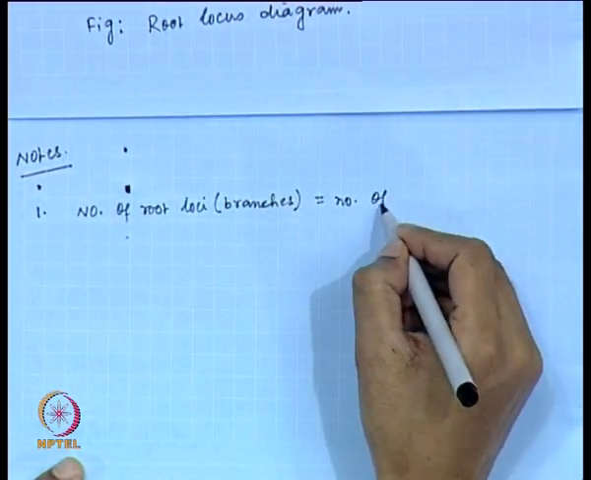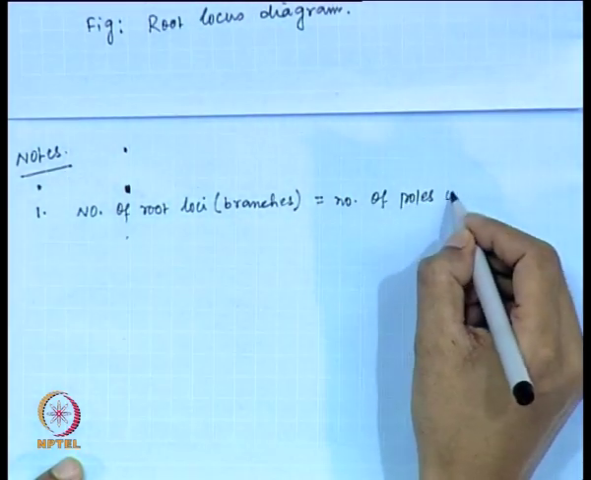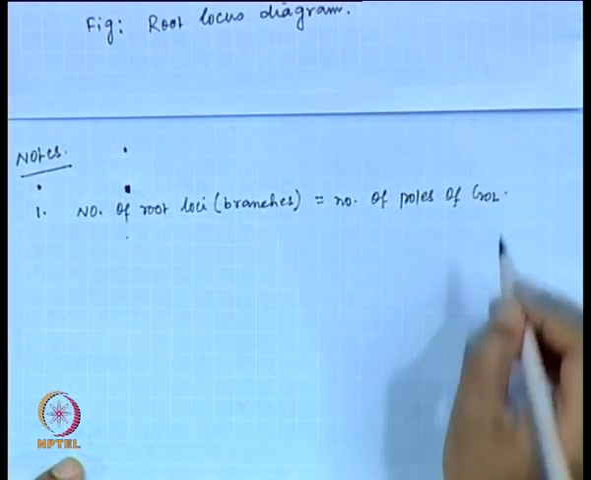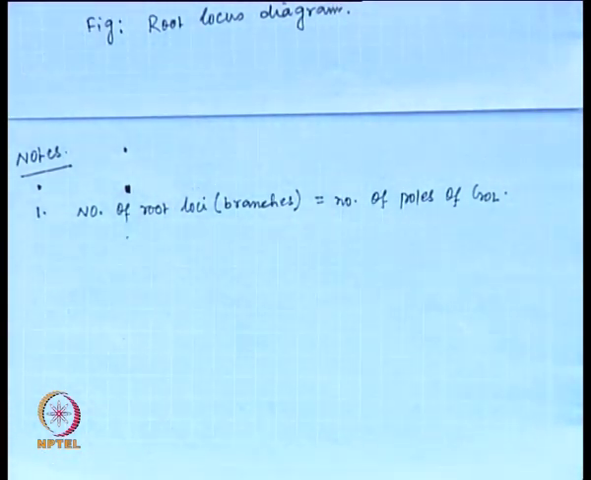That means the number of poles of GOL. So, we can conclude based on this root locus diagram that the number of root loci or branches equals the number of poles of GOL, that is 2. Fine, 2 branches are there, and we obtained also 2 poles of the open loop transfer function here.